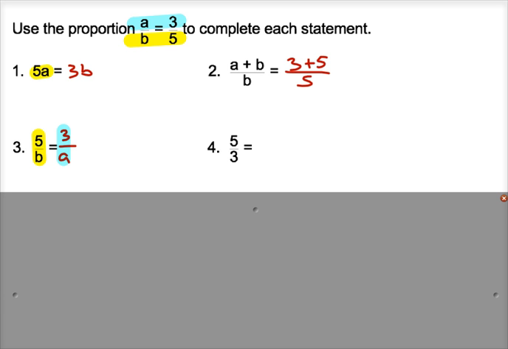And I can even double check. If I cross multiply the original problem, I get 5a and 3b. And if I cross multiply my new problem, I'm going to get 5a and 3b.